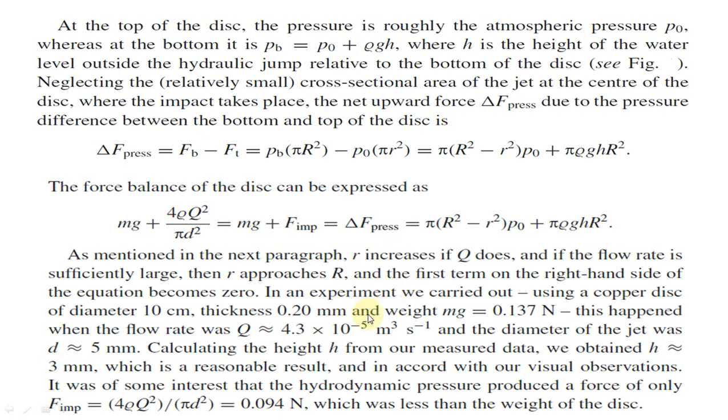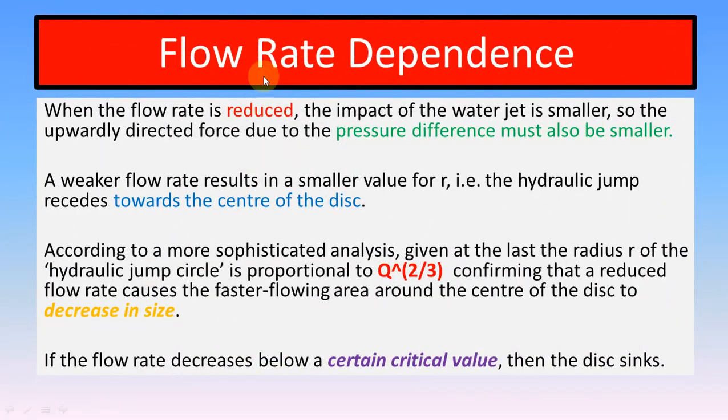So if the flow rate is increased, the disk will not sink, and if the flow rate decreases, the disk will surely sink. So you can just see the flow rate dependence. What is the flow rate dependence?